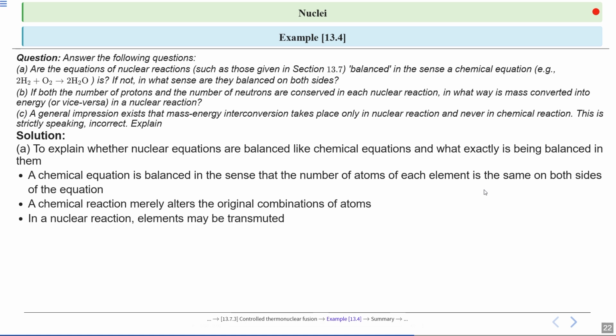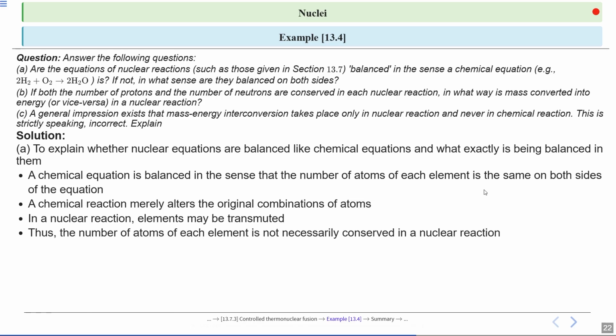In contrast, nuclear reactions can actually change one element into another. This process is called transmutation. For example, when uranium 238 decays, it turns into thorium 234, which is a completely different element. So in nuclear reactions, the number of atoms of each element is not necessarily conserved. Instead, what is conserved are the total number of protons and neutrons, as well as charge and energy.